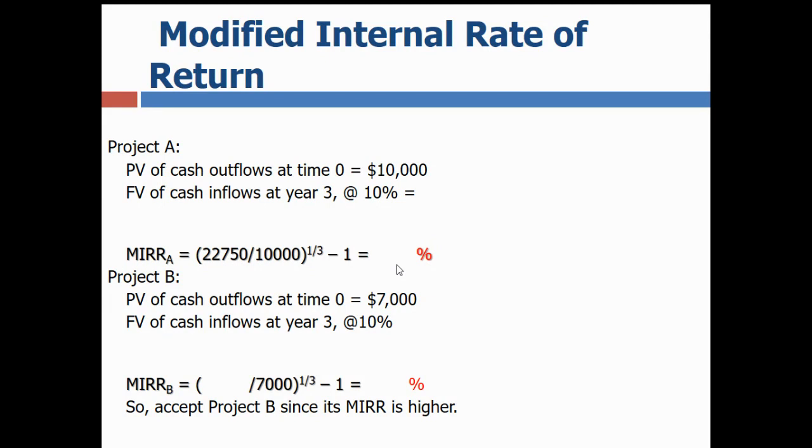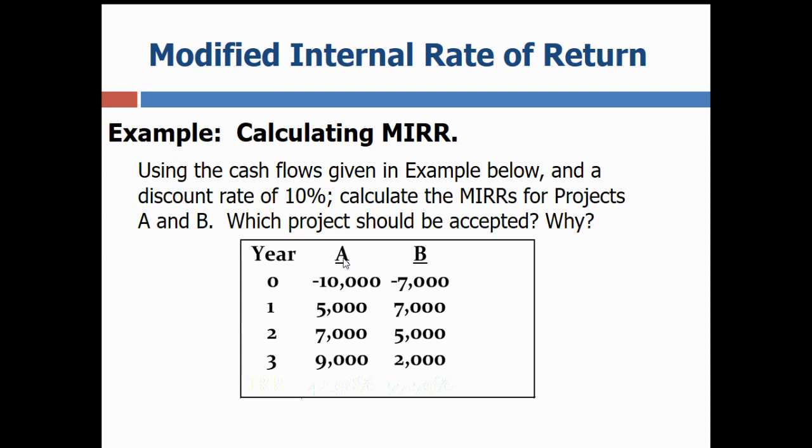31.52%. So that is your MIRR for question A. So what would be your decision making if we evaluate project A? Do you accept or reject?